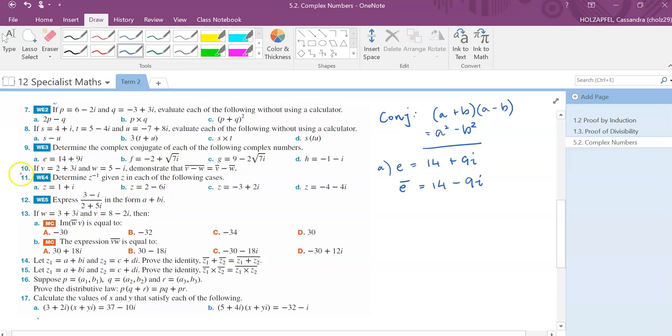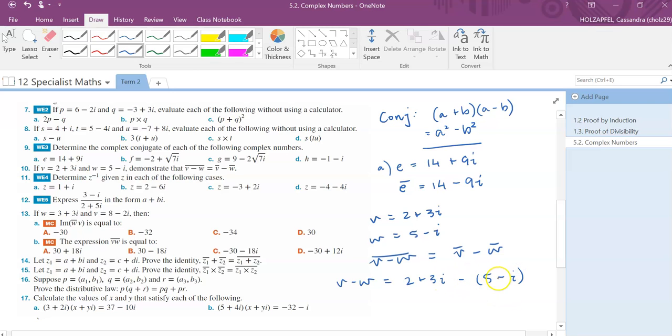Okay, so this question here is more of a sort of proofy question. So if v is equal to 2 plus 3i and w is equal to 5 minus i, demonstrate that the conjugate of this is going to be equal to the conjugates subtracting like this. Okay, so let's do this little part first. So let's do v take away w first. So v take away w is going to be 2 plus 3i minus 5 minus i.